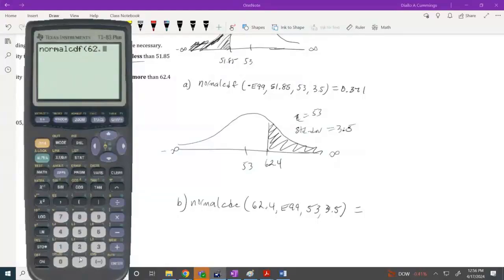So 62.4 comma e to the 99. 0.004, right? 0.004.